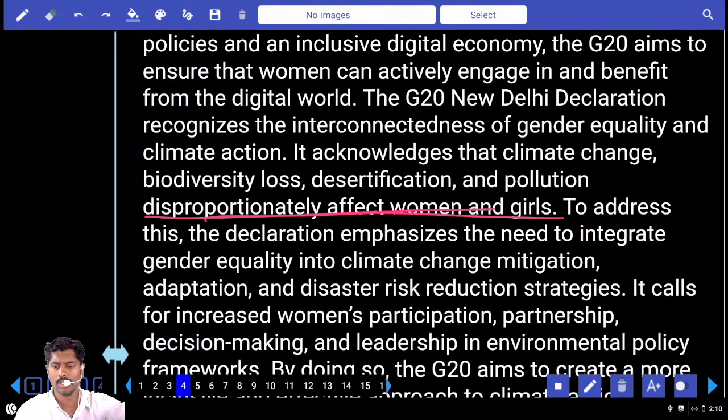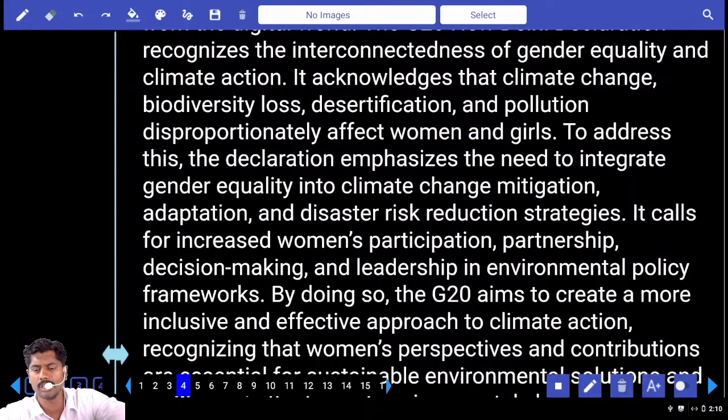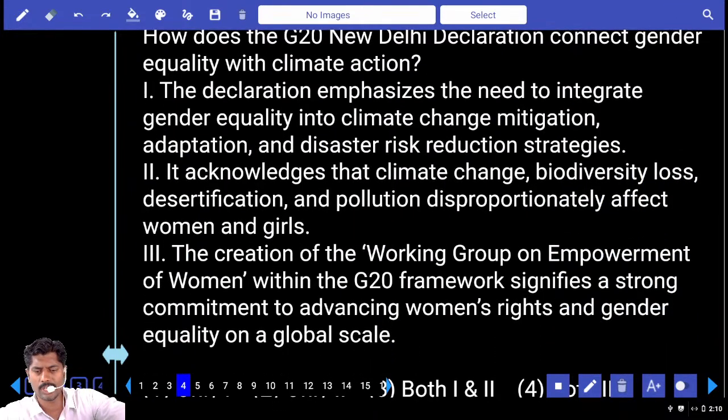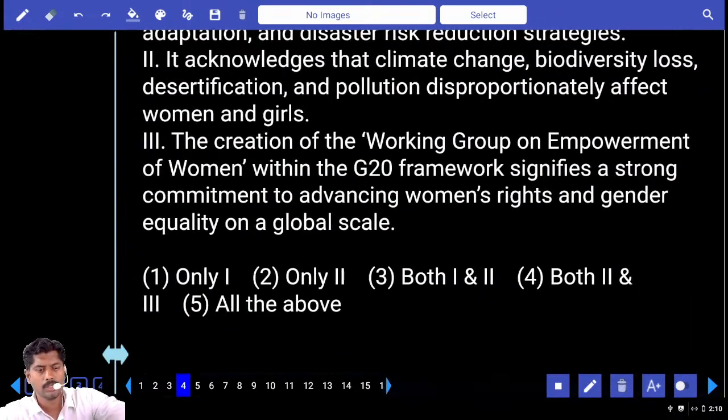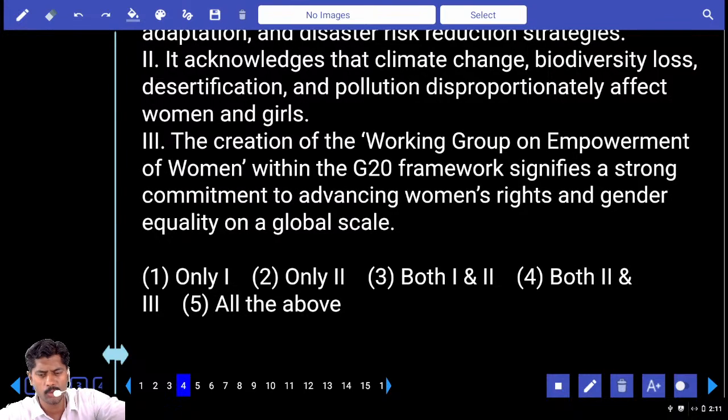It acknowledges that climate change, biodiversity loss, desertification and pollution disproportionately affect women and girls. Okay. The creation of a working group on empowerment of women within the G20 framework signifies a strong commitment to advancing women's rights and gender equality on a global scale.